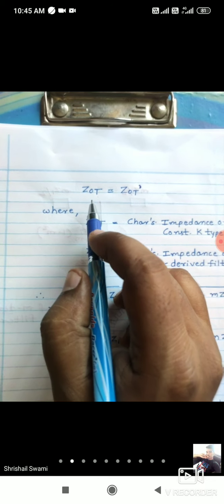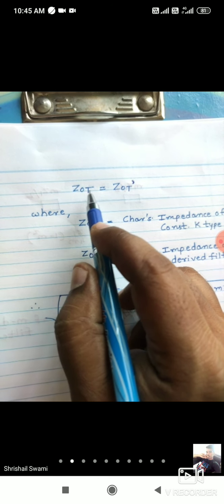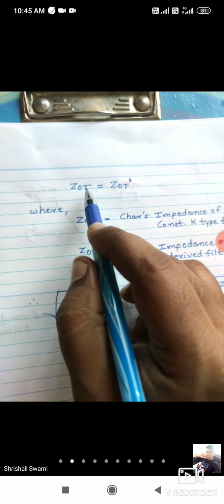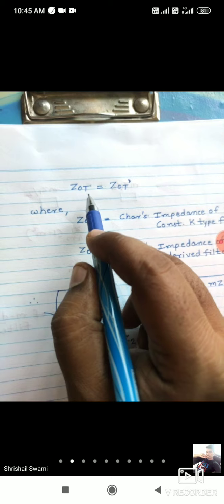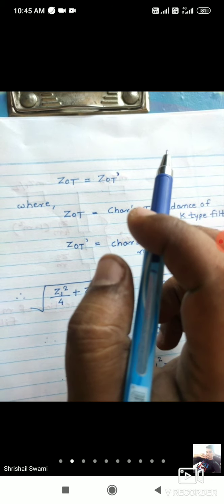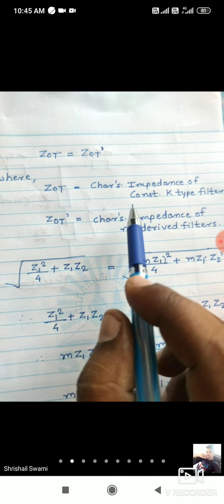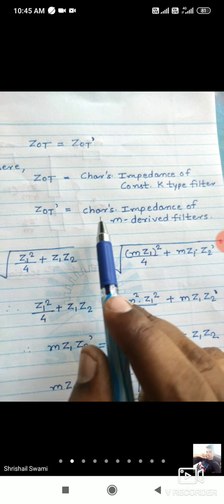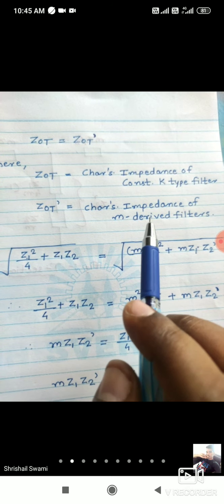As we know, Z0 of T, where T means T section, and Z0 of T dash. Z0 of T is the characteristics impedance of the original constant K type T section, and Z0 of T dash is the characteristics impedance of the M derived T section filter.